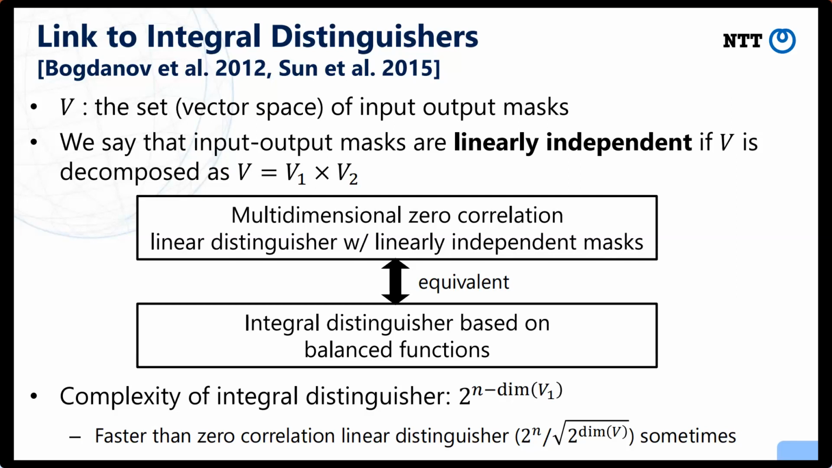This is a well-known fact. And here the important thing is that the equivalence holds only for integral distinguishers based on balanced functions, not zero-sum functions. I mean, there are two types of integral distinguishers, those based on balanced functions and those based on zero-sum functions, and this equivalence holds only for balanced functions. By using this equivalence, the complexity for the multidimensional zero correlation linear distinguisher drops to this complexity. And this complexity is better than the linear complexity I explained in the previous slide.